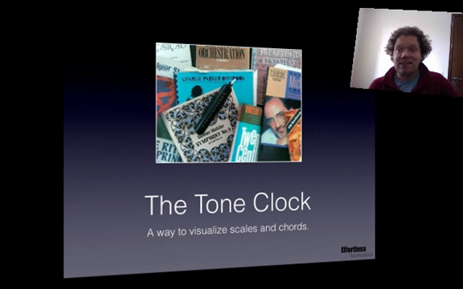And in its simplest form, it's just a graphical way to represent chords and scales. And that's what I want to show you in this video presentation. So there we go.